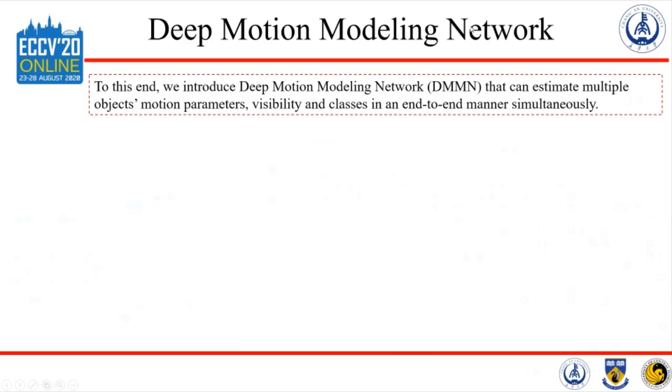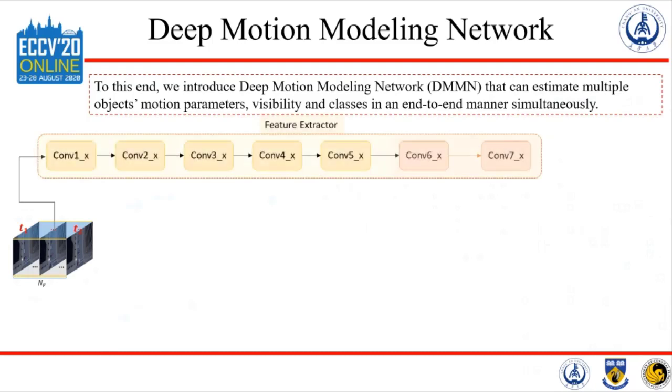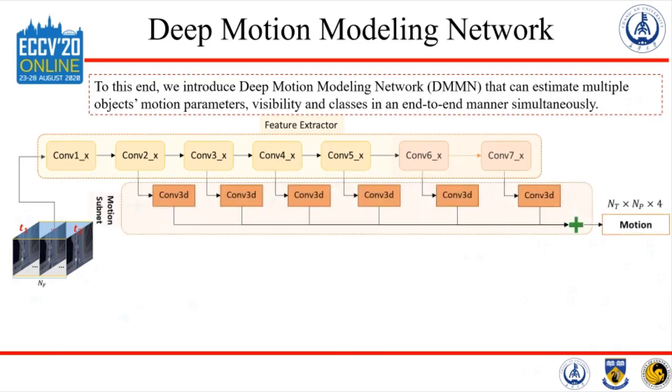To this end, we introduce the Deep Motion Modeling network that can estimate multiple objects' motion parameters, visibility, and classes in an end-to-end manner simultaneously. This network contains 4 subnets. The first subnet is a feature extractor. It can receive multiple video frames to extract the 3D feature map and send these 3D feature maps to the other 3 subnets.